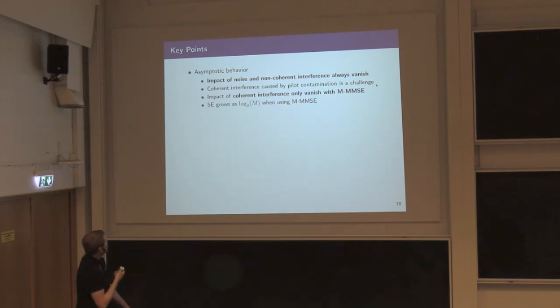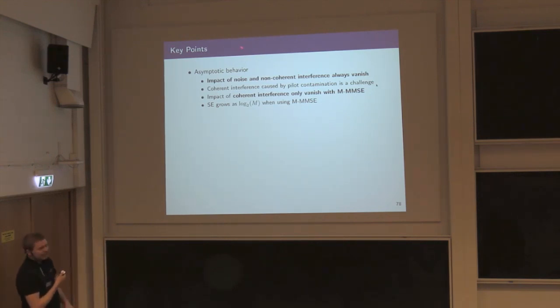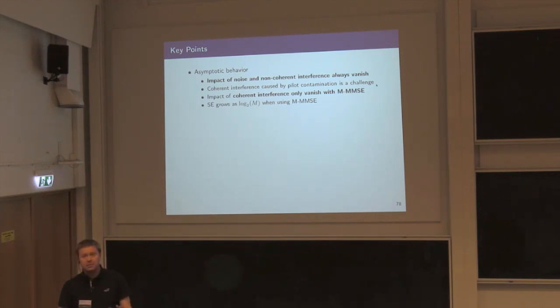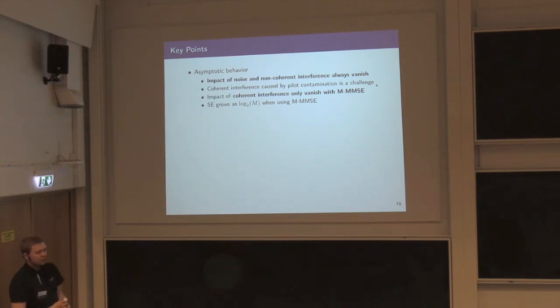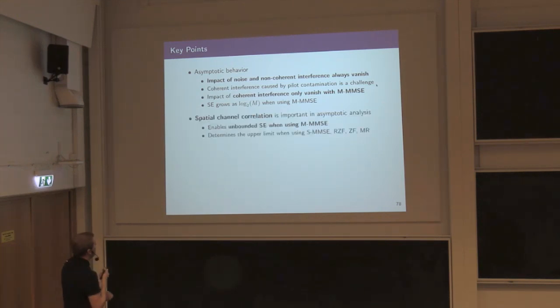So, regarding asymptotic behavior, the key points here are that the impact of noise and non-coherent interference always vanishes, irrespective of which method you're using. They also vanish with maximum ratio. The coherent interference caused by pilot contamination can be a challenge, and it only vanishes if you use this multi-cell MMSE scheme. In that case, the spectral efficiency grows proportionally to the log of the number of antennas. And spatial channel correlation is very important here. It enables this unbounded spectral efficiency when using multi-cell MMSE, and it determines the upper limit that you will get with the other schemes.